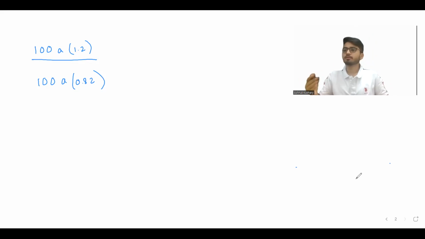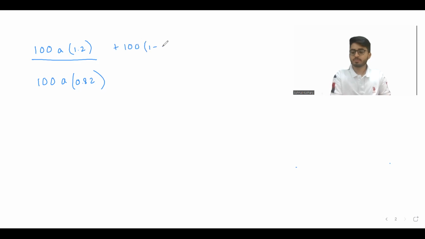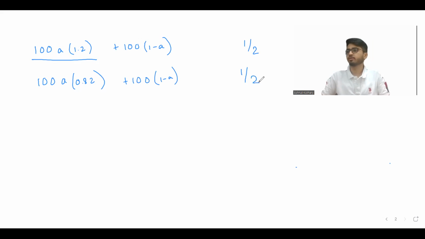Now, what about the other amount? A proportion is being invested in investment Z. So the remaining amount, which is 100 into 1 minus A, remains as it is, and that will remain the same only. So the two scenarios which you get is these two. This is under the first case, which has a probability of half. This also has a probability of half. This is my wealth under two different scenarios.